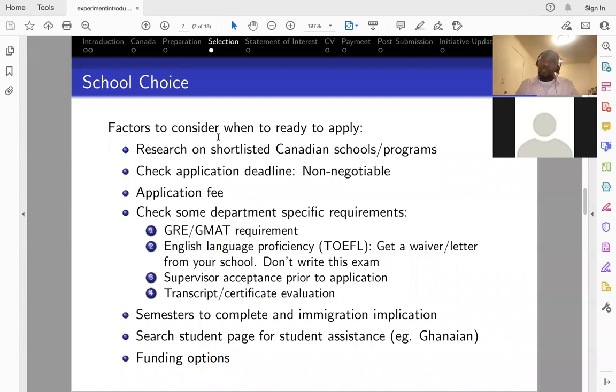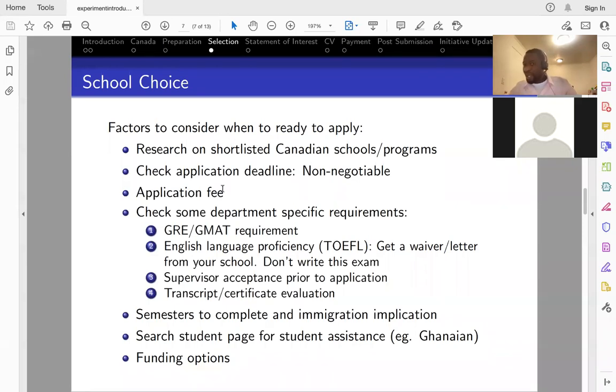And I think most applications will start closing either at the end of November or mid December. Some go up until January, and some up until February, but it's somewhat rare. So please keep an eye on that.